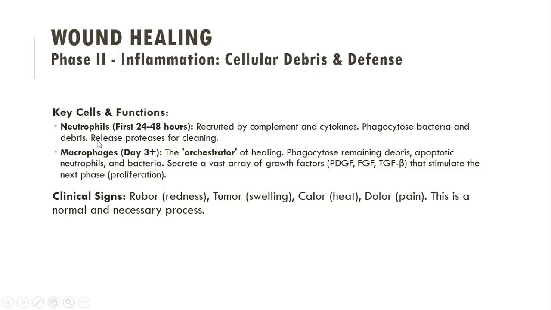Clinical signs are very important during the phase of inflammation. You see in the wound four signs basically: rubor, that is redness; tumor, that is swelling; calor, that is heat, the wound will be warm; and dolor, it will have pain. So this is a normal and necessary process.